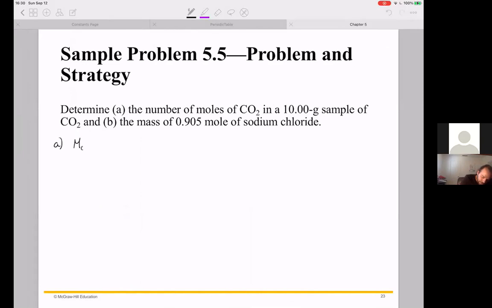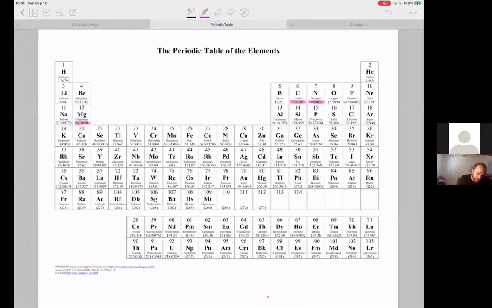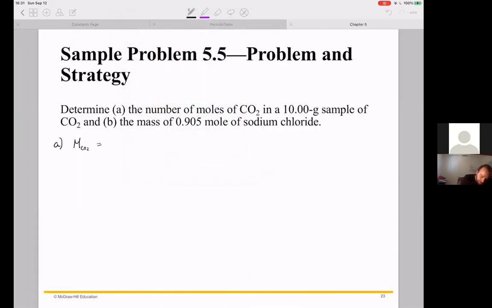All right, so the molar mass of CO2 is going to equal, going to my periodic table, I need to pull each element. So carbon, that's 12.0107, plus 2 times the oxygen's 15.9994.